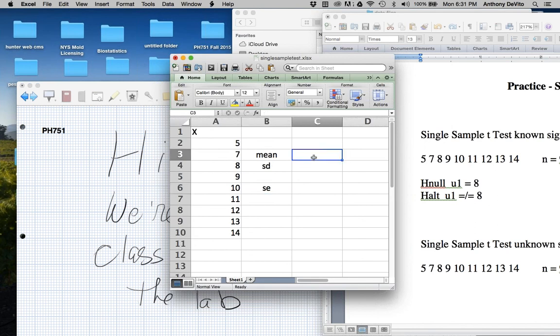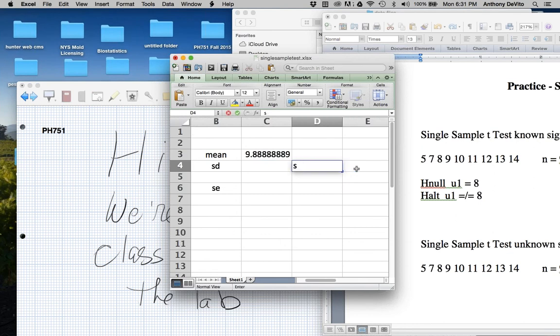Okay, so what's the mean of this sample? The mean is going to be equal to the average of these values. Okay, 9.8, 9.9. Now, we don't know the standard deviation. Well, we do know the standard deviation for this population. What's the standard deviation for this population? In other words, sigma? We said it was 3. That's known. So what's our standard error equal to?